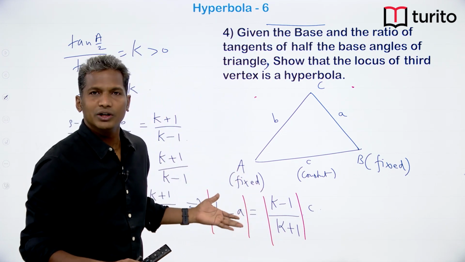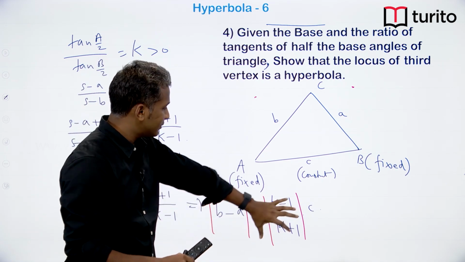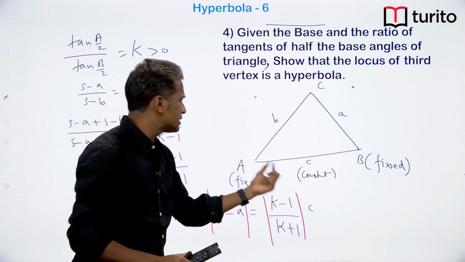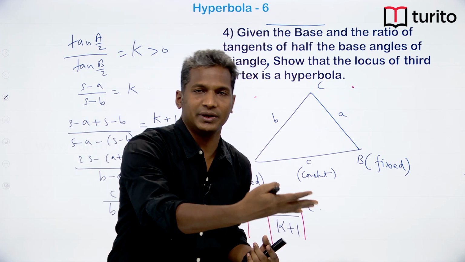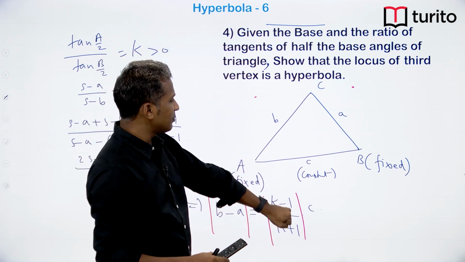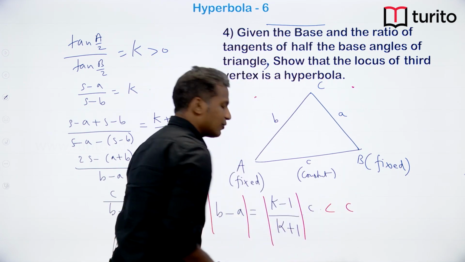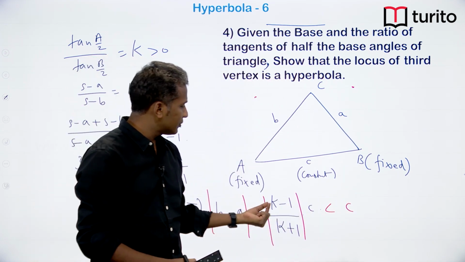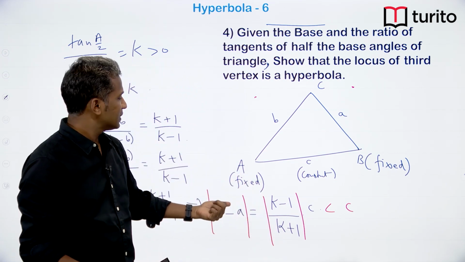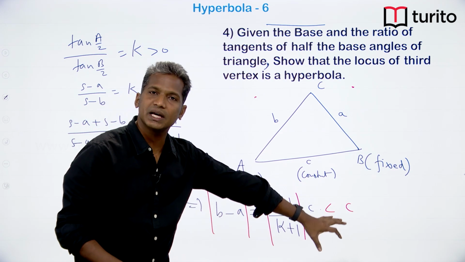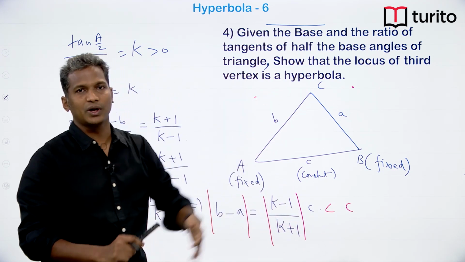Now look at this condition. Can we say that it is going to be a hyperbola? This is going to be a hyperbola only if the RHS is less than the distance between A and B. So PA minus PB must be less than AB. So this constant must be less than c. Is it possible here? Of course it is possible, because out of these, k minus 1 and k plus 1, k plus 1 is bigger than k minus 1. So hence RHS is definitely less than c. Hence we can say that the locus of point C is a hyperbola.